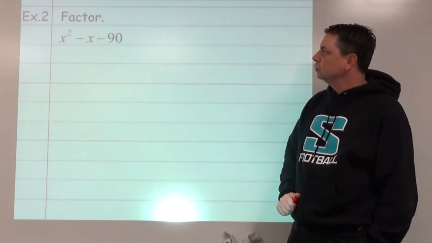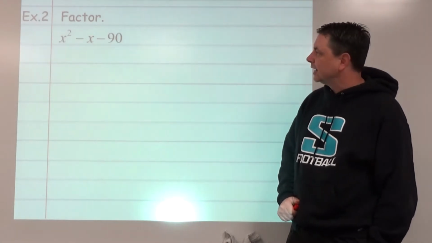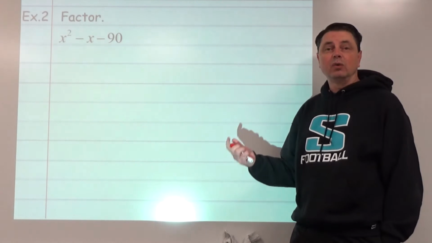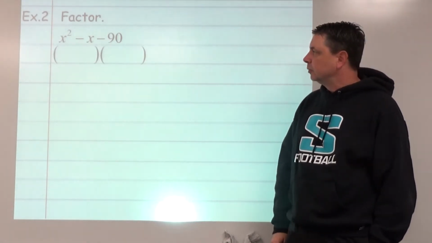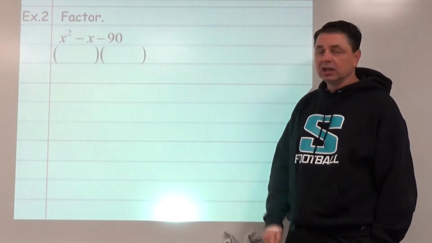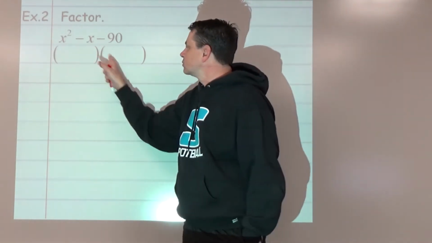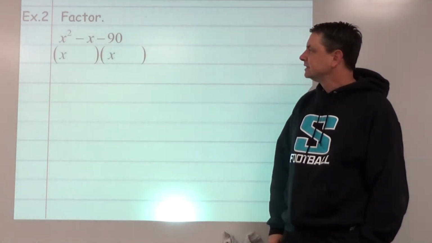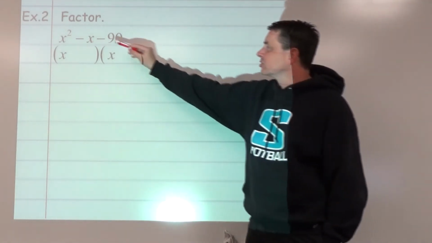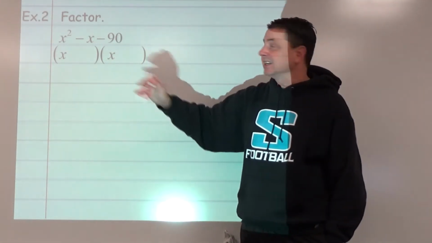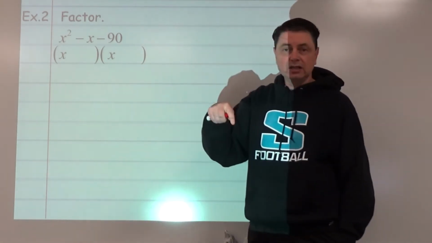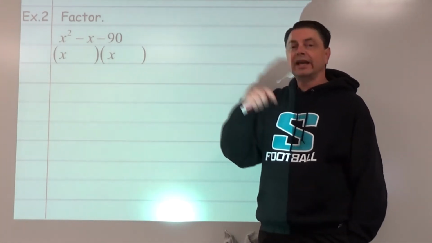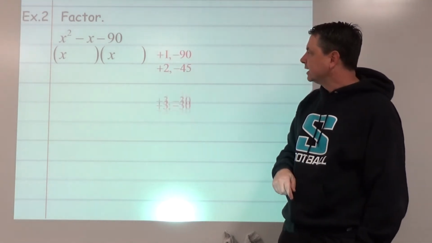Example number 2, factor x squared minus x minus 90. Look for a GCF, there is not one, so we're going to double bubble. Now we're going to lock in the fronts. What times what makes x squared? X and x. Boy, listing the factors of -90, it's not positive 90, it's -90. So 1 and -90. 2, -45. And so on.